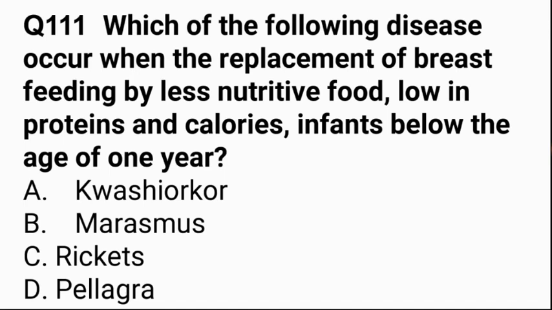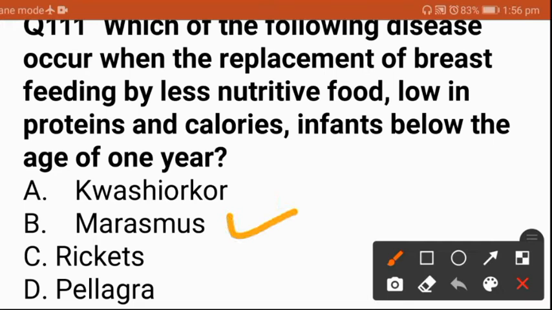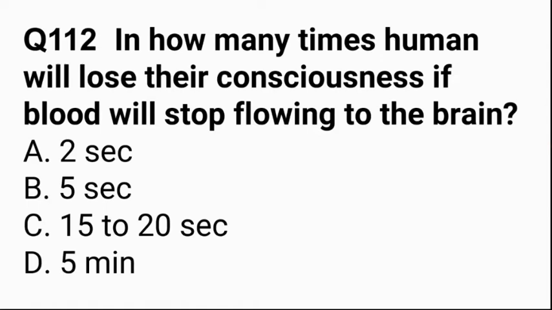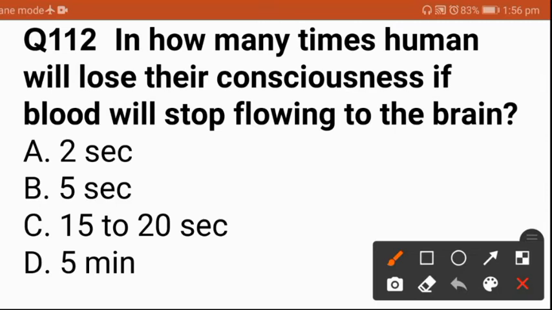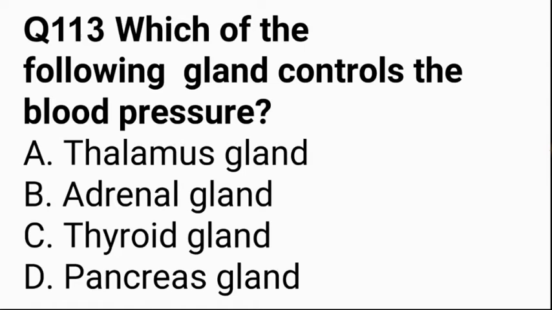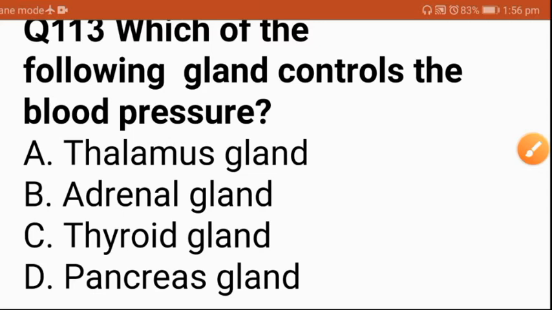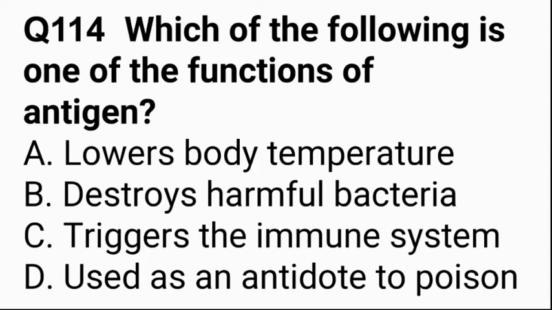Which of the following diseases occurs when breast feeding is replaced by less nutritive food, low in proteins and calories, in infants below the age of 1 year? B. Marasmus. In how much time will humans lose consciousness if blood stops flowing to the brain? B. 5 seconds. Which of the following glands controls the blood pressure? B. Adrenal gland. Which of the following is one of the functions of antigen? C. Triggers the immune system.